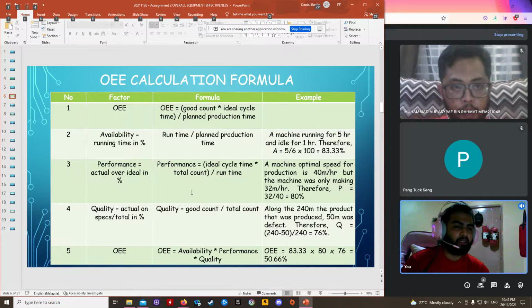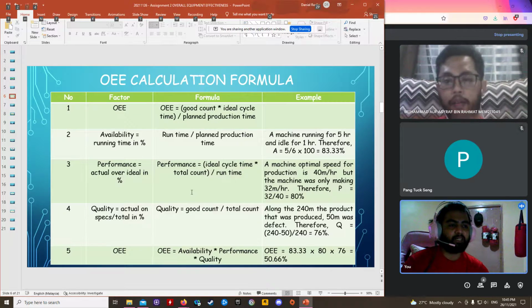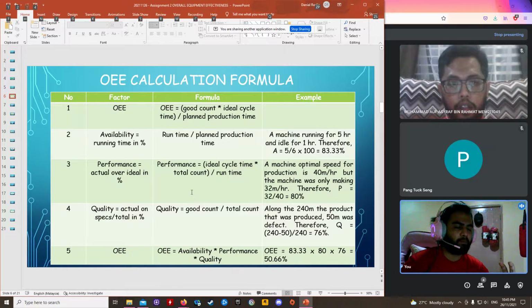And then the other one, we have the performance factor. Performance factor is the ideal cycle time times the total count divided by the runtime. For example, we have a machine that is producing a steel tube at 40 meters per hour, but the machine was only making 32 meters per hour. Therefore, we can divide 32 by 40 and times 100%, we get an 80% performance factor.